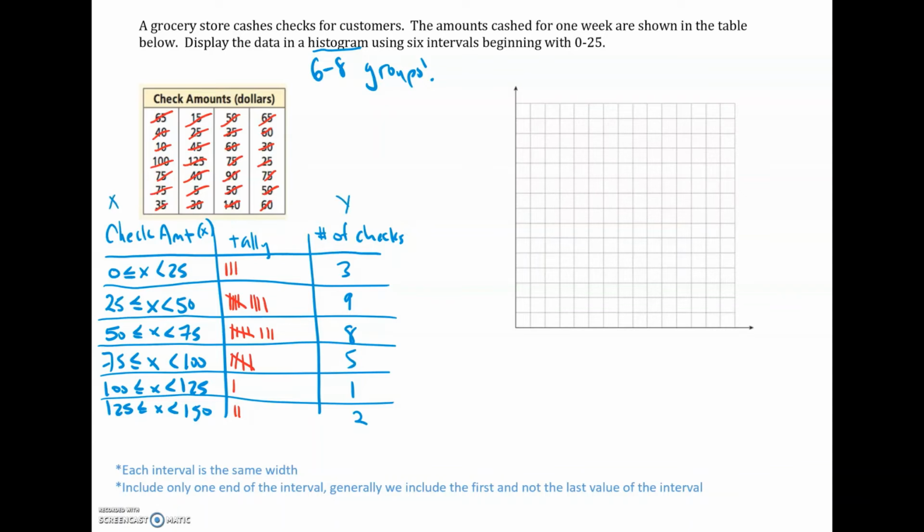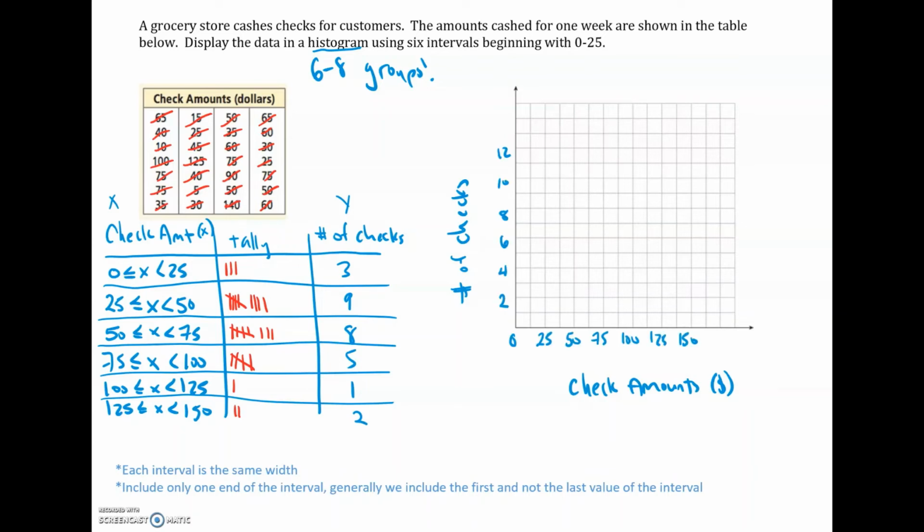All right, so I'm going to go ahead and set up my axes. Remember, of course, start by labeling what your axes represent. So this is my check amounts, and that's in dollars. And then we have the total number of checks, so that goes along the Y. That's your frequency. And then we just have to figure out how I want to space this out. My check amounts go from 0 to 150, so I want to make sure that goes on the X. And my number of checks needs to go from 0 to 9 on the Y. So I'm going to go ahead and put in my scales.